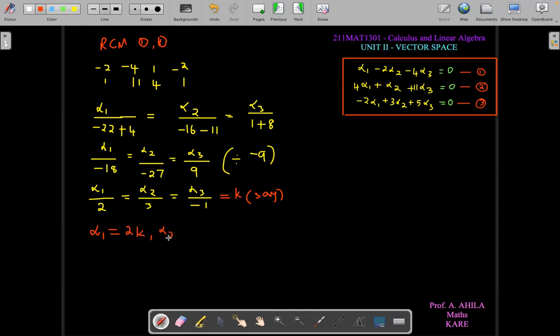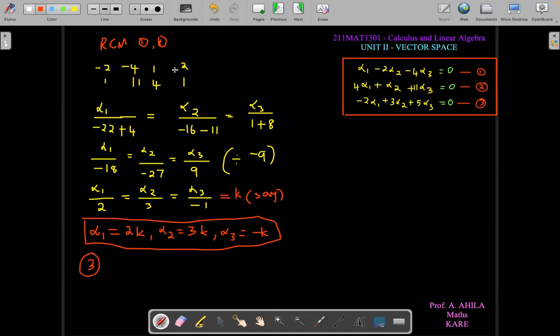Alpha 2 is 3k. Alpha 3 is minus 1 into k, which is minus k. These are our alpha values, all in terms of k. To find k, what will we do? We substitute in the unused equation. Here I used only the first and second equations, so the unused equation is equation 3. I substitute these values in equation 3.